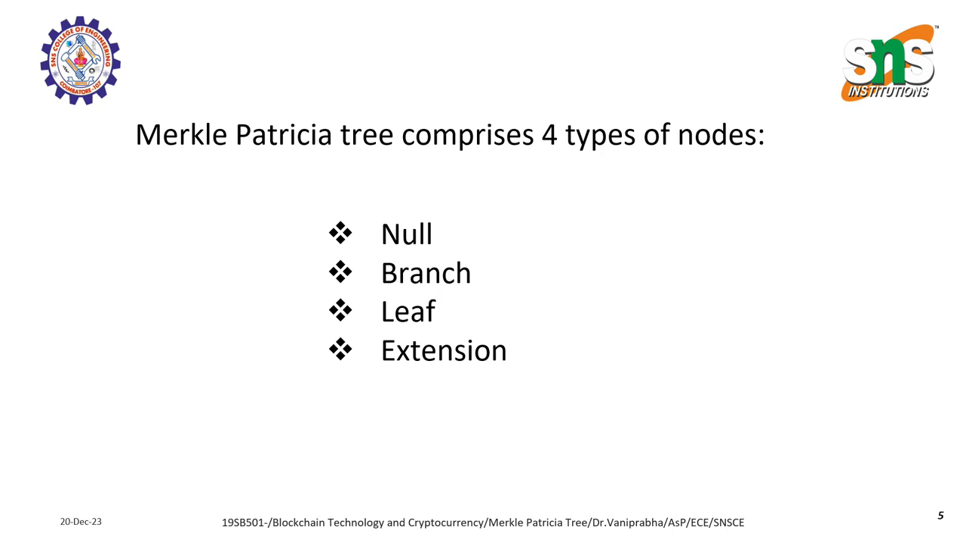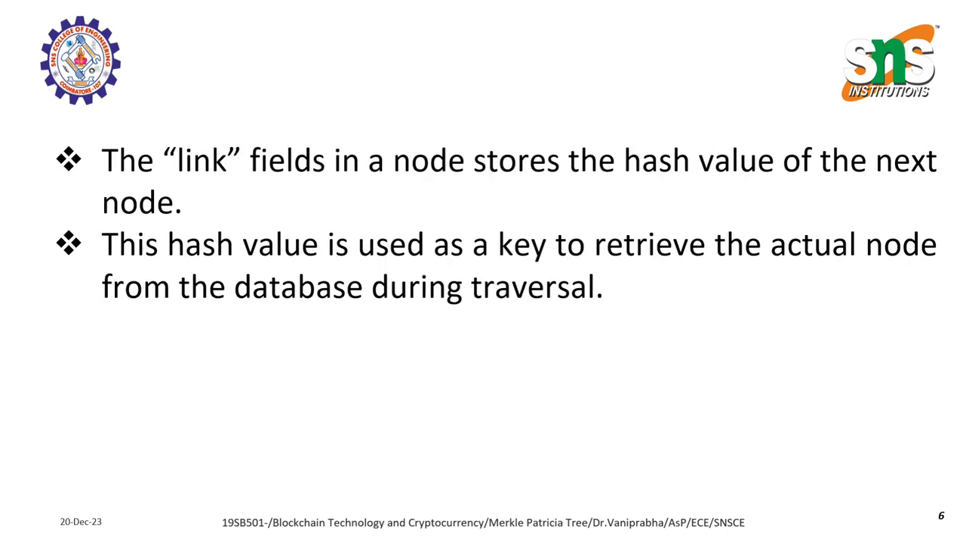The link fields in a node stores the hash value of the next node. This hash value is used as a key to retrieve the actual node from the database during traversal. Therefore, searching a key in the tree requires multiple database lookups for getting the nodes in the path. Leaf nodes and extension nodes have similar structure. A flag is included at the beginning of the path value to differentiate between them.